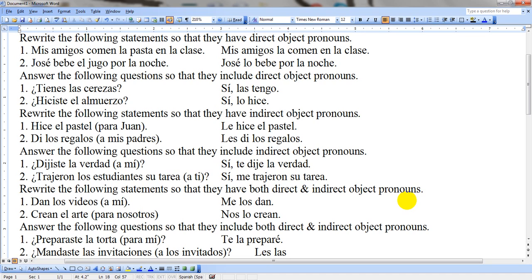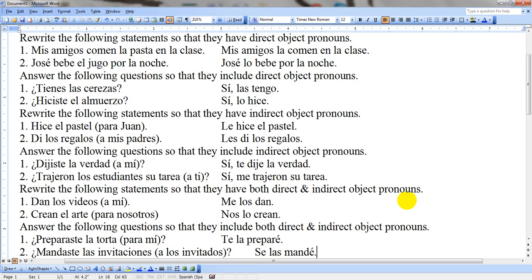Now hopefully that throws up a red flag for you if you've been learning these pronouns. When you have two pronouns together that both start with an L, I'm going to change the first one to se. So I have se los, and then I sent will be mandé. So those are all the answers. Hopefully they made sense to you.